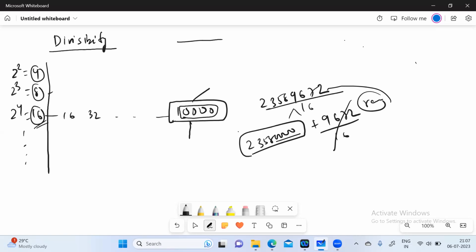So similarly, you can devise the divisibility rule for 2 to the power 5, 32, also. So this is the rationale behind the divisibility rule of 2 and all the powers of 2. Okay.